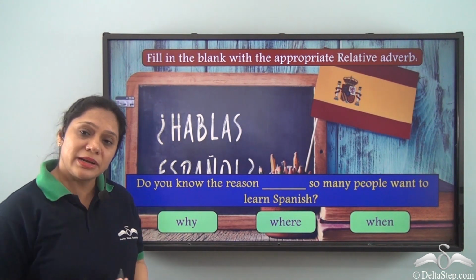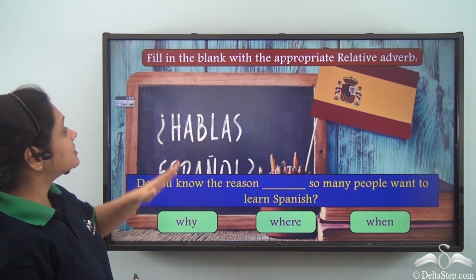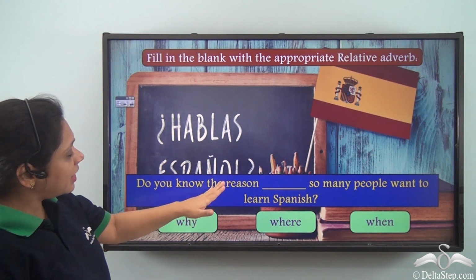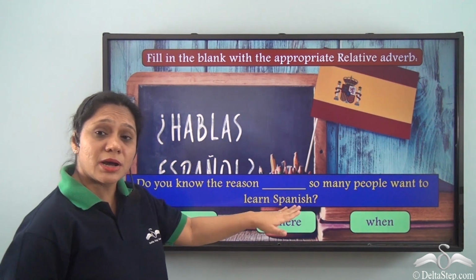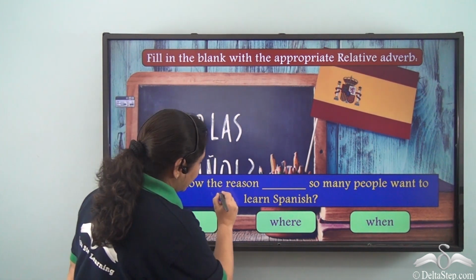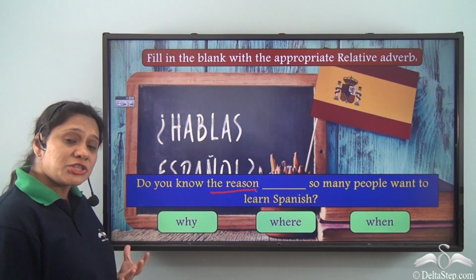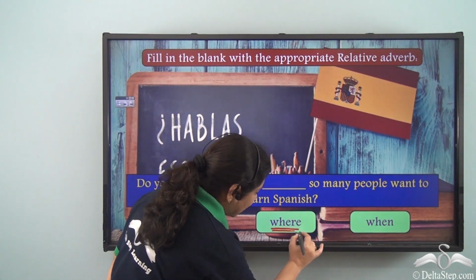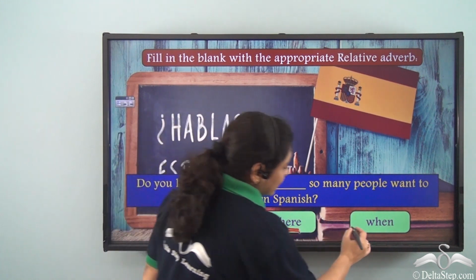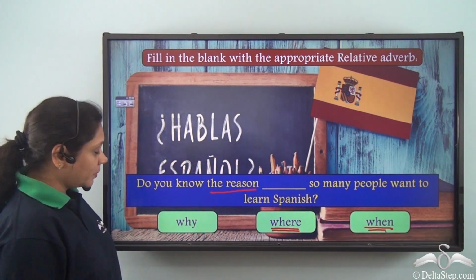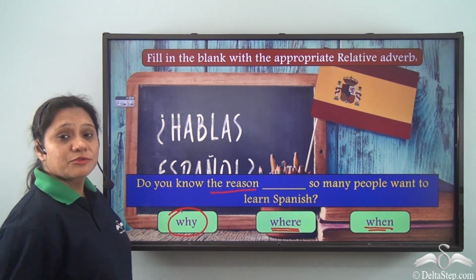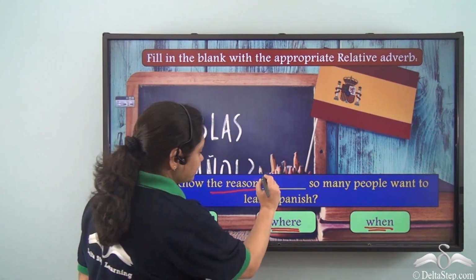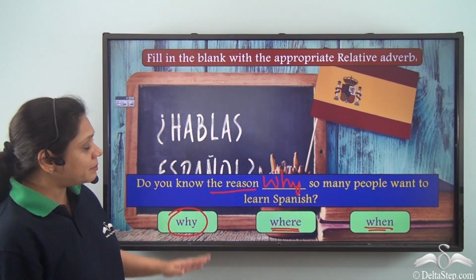So now that we know what relative adverbs are, let us do this exercise. Fill in the blank with the appropriate relative adverb. Do you know the reason dash so many people want to learn Spanish? Now we know that we are referring to the reason, and which adverb refers to the reason here? Let us see. We know the relative adverb where refers to a place. We know the relative adverb when refers to a time. And we also know that the relative adverb why refers to a reason. So the correct answer will be, do you know the reason why so many people want to learn Spanish?